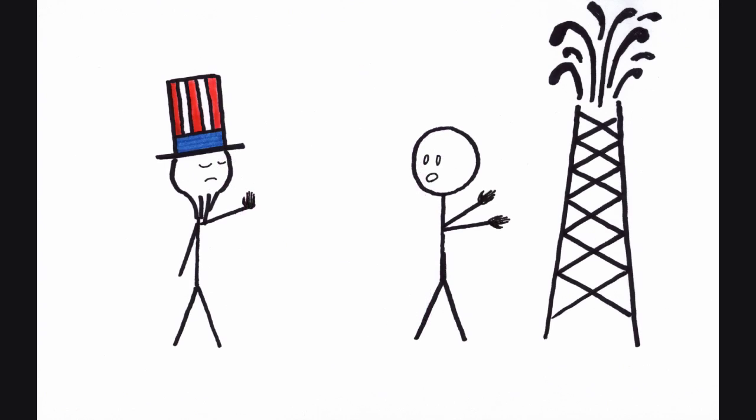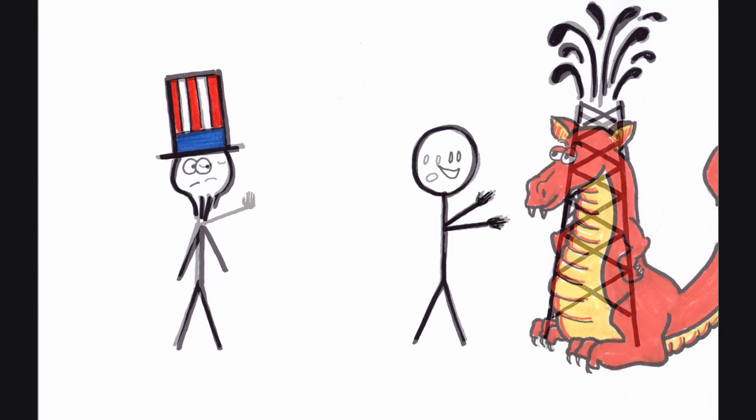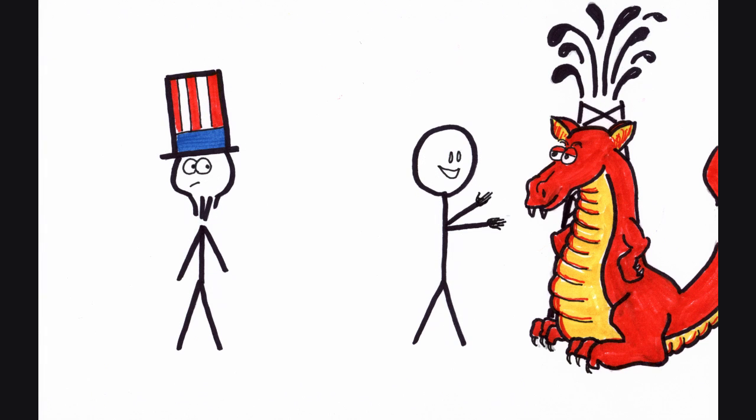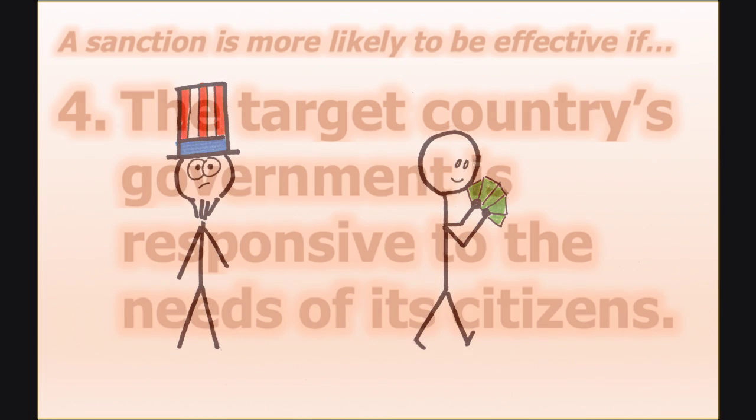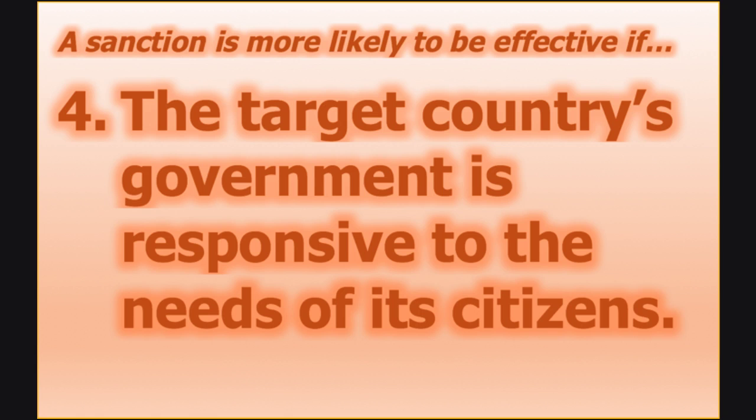If the U.S. tries to punish Nigeria in order to force it to cease its human rights violations, many other countries would be happy to take their place and buy the Nigerian oil. In the end, Nigeria suffers no damage, but the U.S. has to shop elsewhere and would end up with an inferior product. Number 4, sanctions are more likely to succeed when the target's government is responsive to the needs of the citizens.